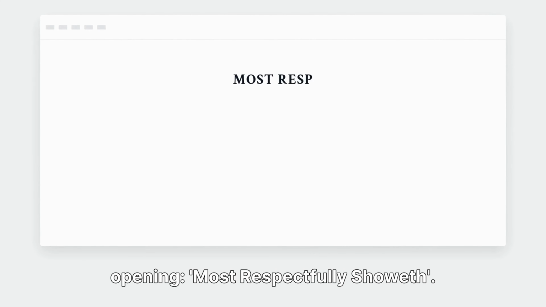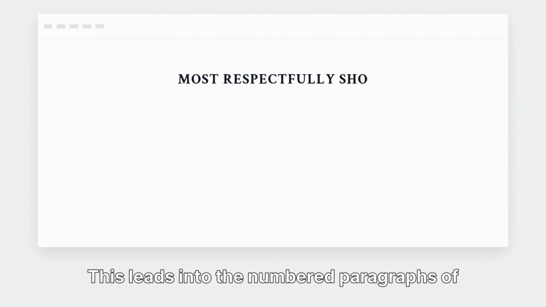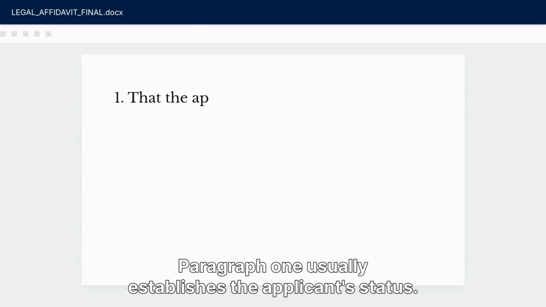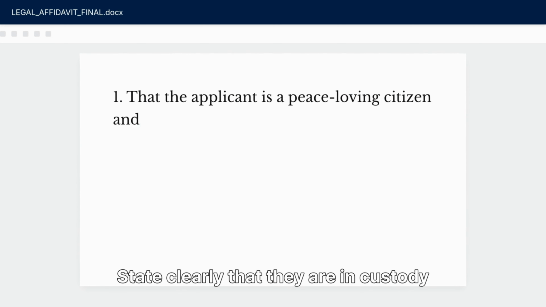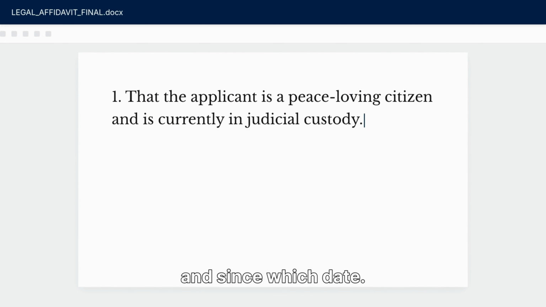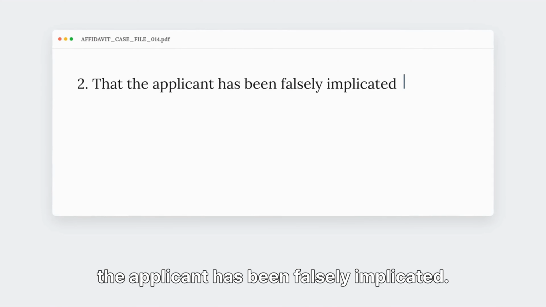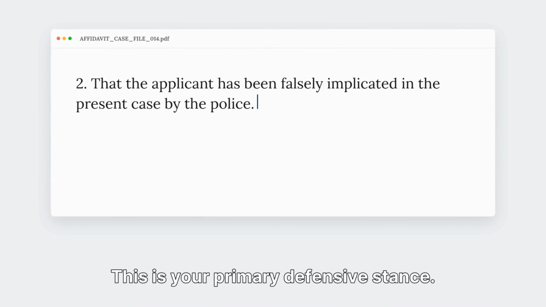We begin the body with the traditional opening, most respectfully showeth. This leads into the numbered paragraphs of your application. Paragraph 1 usually establishes the applicant's status. State clearly that they are in custody and since which date. Paragraph 2 goes straight to the point. The applicant has been falsely implicated. This is your primary defensive stance.